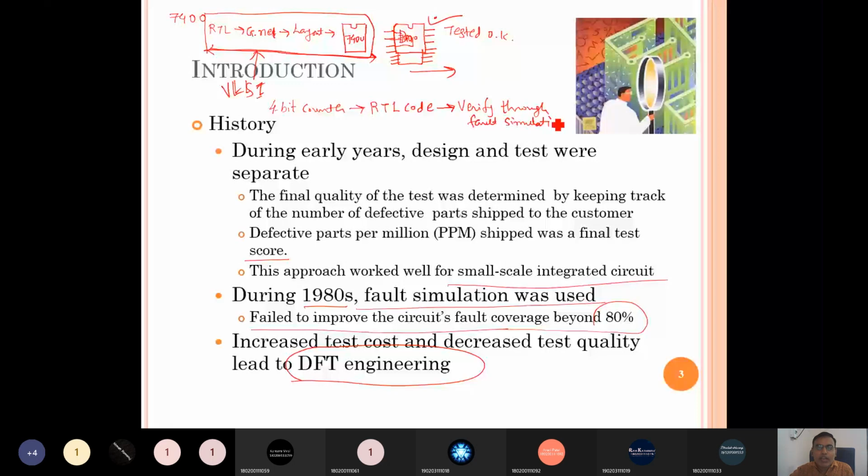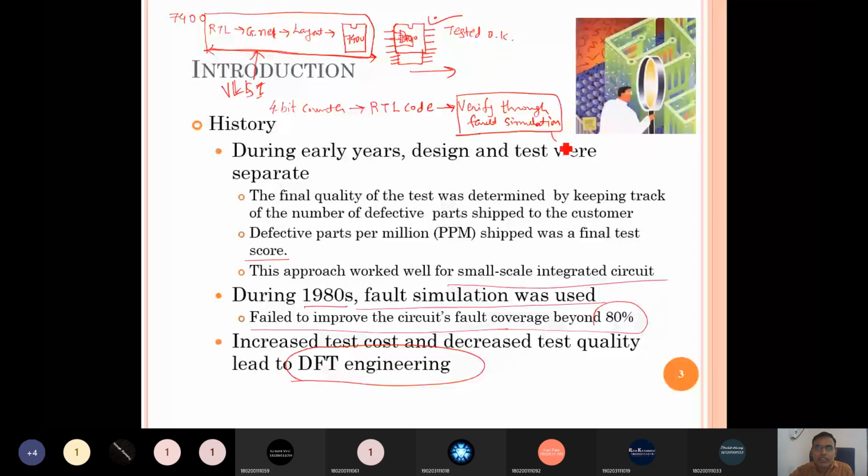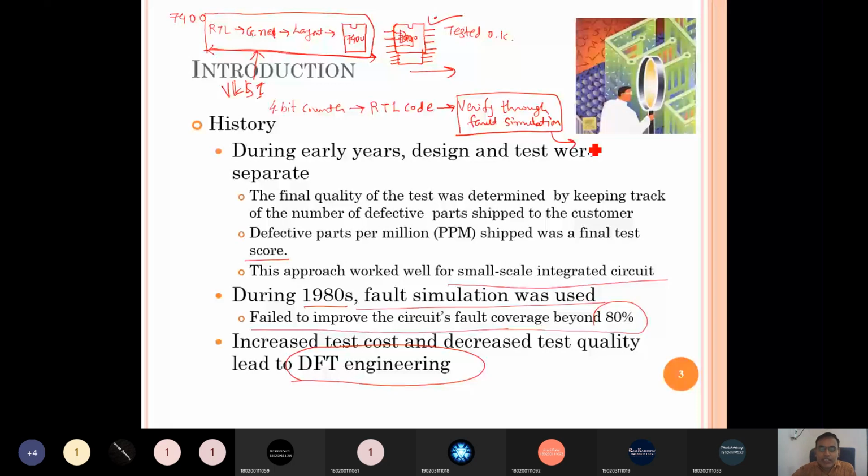So some faults are likely to occur at the time of manufacture, like shorting of the 2-port and the like. That can be verified through the fault simulation technique, and then it is passed to the gate level netlist, layout, and manufacturing of the IC. Then also around 1980, by introducing fault simulation, it improved the fault coverage up to 80%, not below 80%.